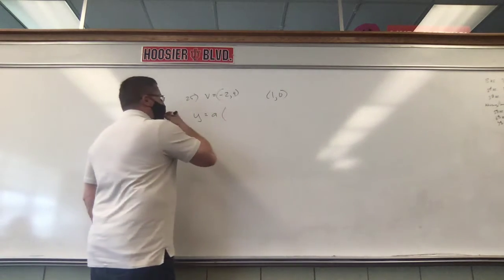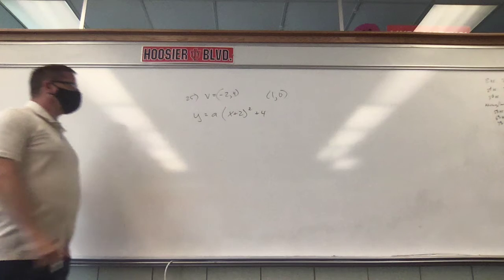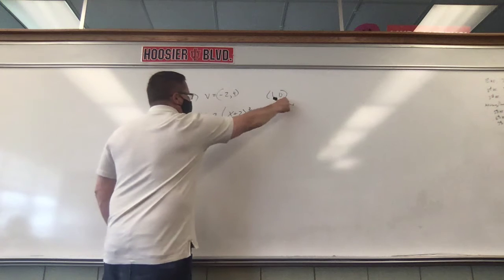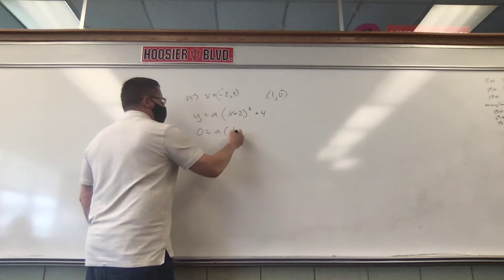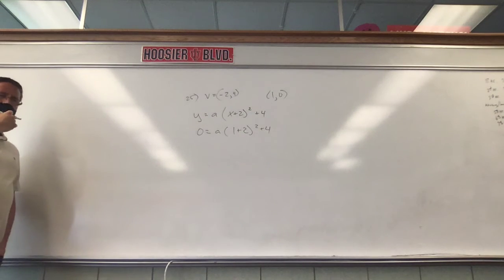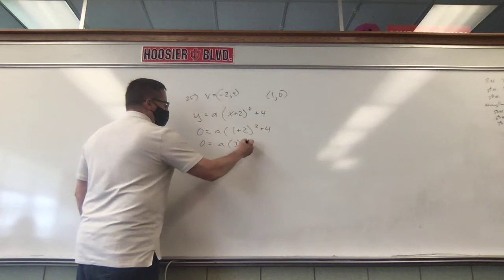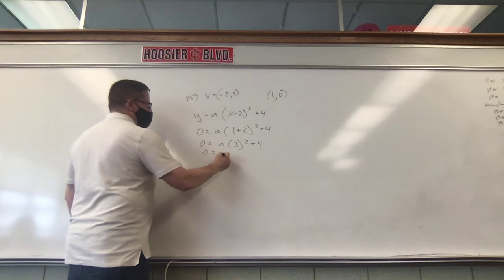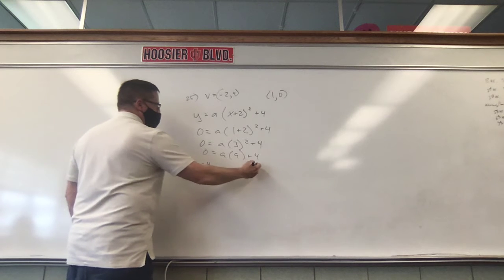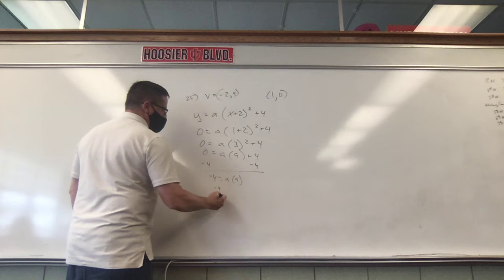Our vertex is (-2, 4), so we put a(x + 2)^2 + 4. Then we have to plug in the other point: plug in 1 for the x and 0 for the y. So 0 equals a times (1 + 2)^2 + 4. We put it in vertex form, then plugged in another point. Cleaning this up, I'm going to show all my steps: 0 equals a times 3 squared plus 4, so 0 equals a times 9 plus 4. We subtract 4 from each side, so -4 equals a times 9. Divide by 9, and we get a equals -4/9.